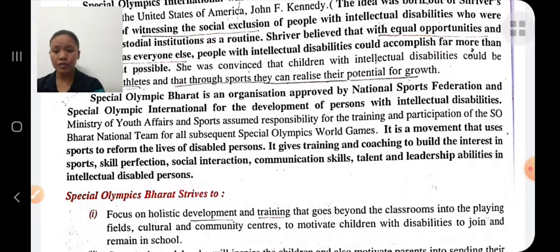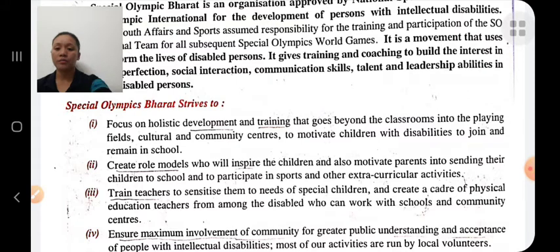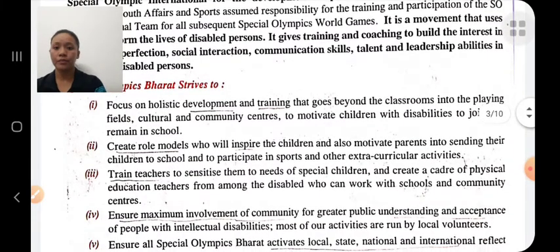Special Olympics Bharat strives to, first, focus on holistic development and training that goes beyond the classroom into the playing field, cultural and community centers. It encourages the development and training of the divyang people, not only within the class but outside on the playground also. It motivates the disabled person to participate in games and sports.